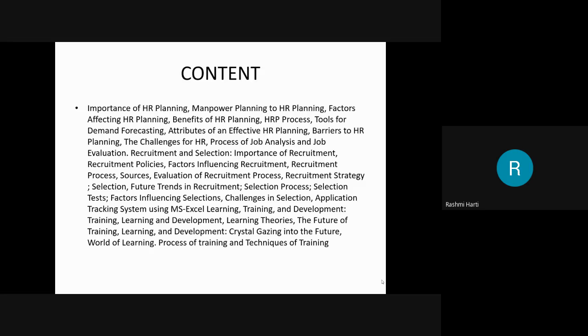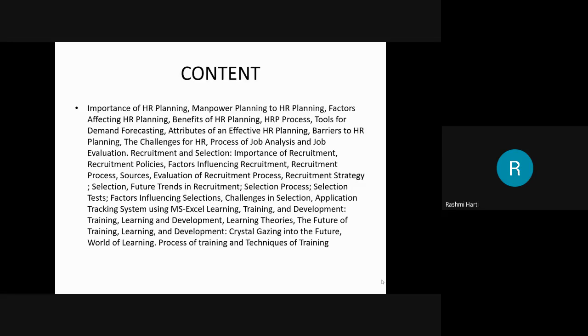And then you have the next part, that is training and development. Here you will be learning what is training, meaning of learning, meaning of development, then training versus learning versus development, learning theories, then future of training, crystal gazing into the future of learning and development, world of learning, process of training, and various techniques of training. So this is all about your second module.